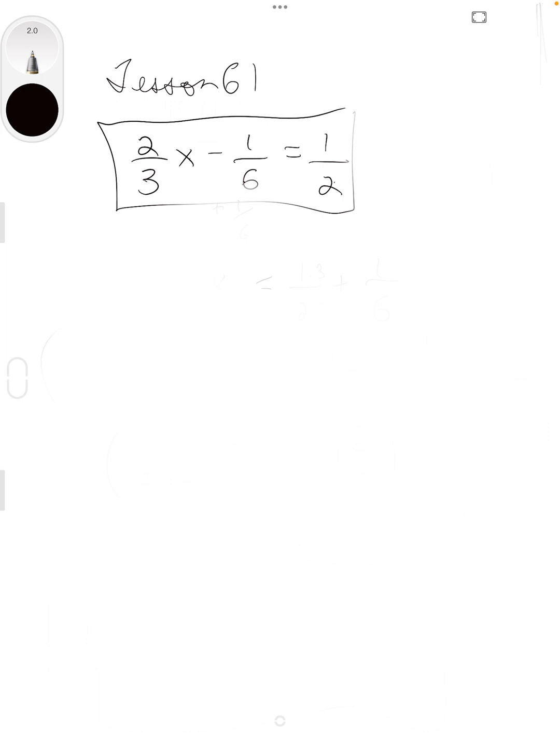I'm going to make them all 6s. So I'm going to multiply top and bottom times 2. This one is already a 6, and multiply top and bottom times 3. What I'm going to end up with is 4x over 6, minus 1 over 6 equals 3 over 6.